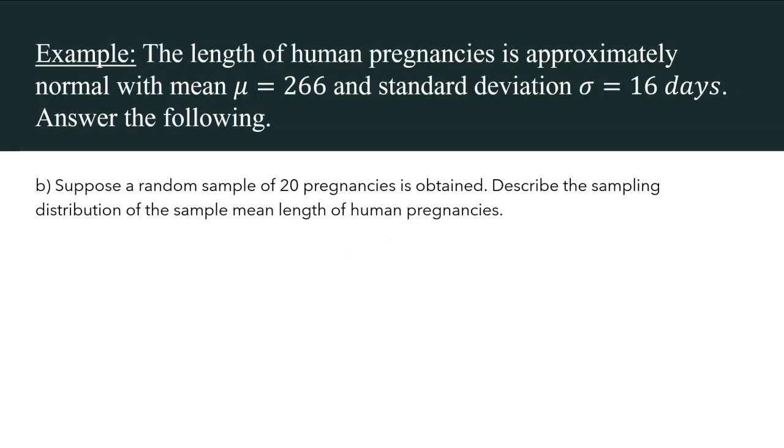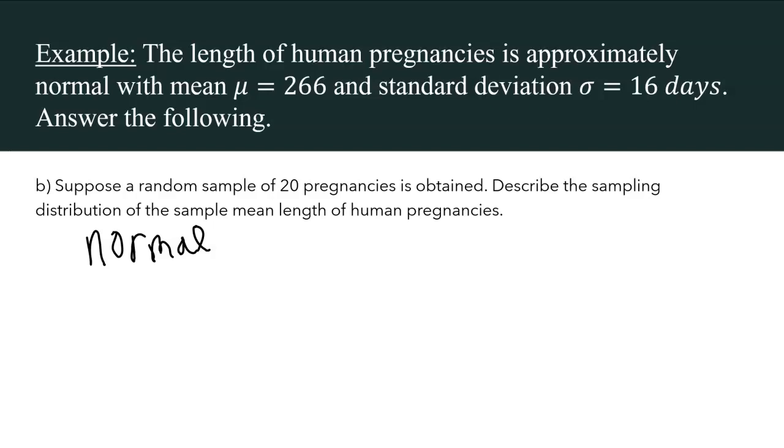So now it wants us to answer this part. Suppose a random sample of 20 pregnancies is obtained. Describe the sampling distribution of the sample mean length of human pregnancies. All right. So since we know that the population is already distributed normally, then we also know that the sampling distribution of the sample mean is also going to be distributed normal.